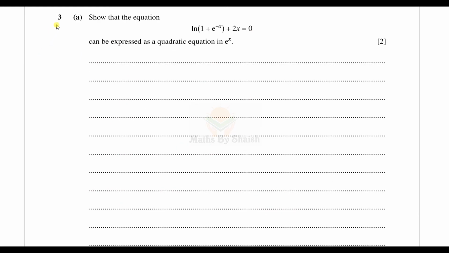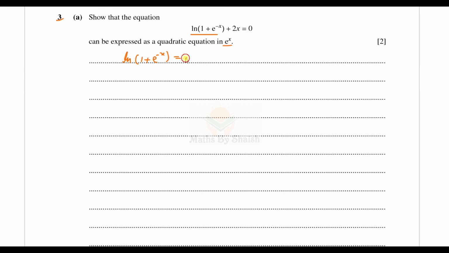Show that the equation ln of 1 plus e raised to the power minus x plus 2x is equal to 0 can be expressed as a quadratic equation in e raised to the power x. So first of all, we'll take ln one side and the rest term to the other side. It will become ln of 1 plus e raised to the power minus x is equal to minus 2x.